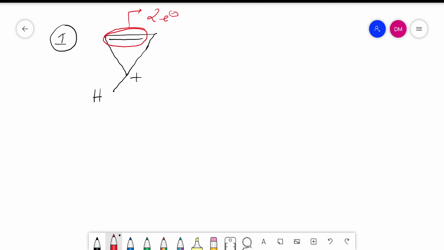When two electrons are present, then it is aromatic. Simple. You can see a single pi bond. Single pi bond means two electrons. So if two electrons are present, then it is aromatic. Then let's move to the second example. This one.